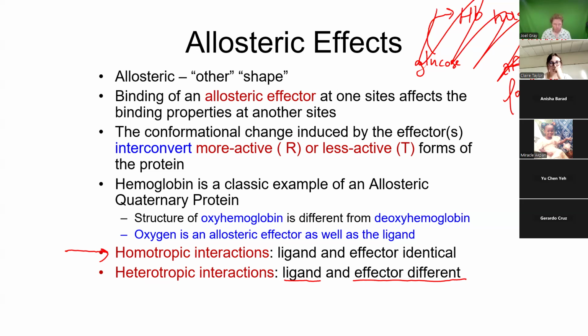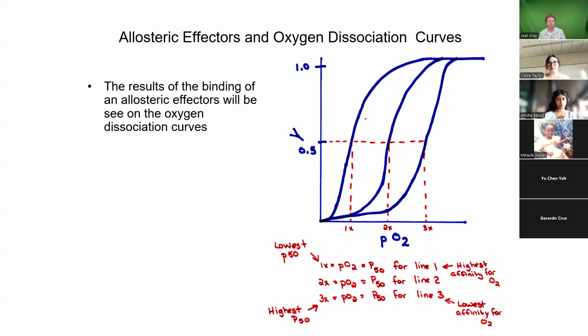Now, hemoglobin is just a classic example. It's great for this because oxygen does the work itself. It says, hey, I'm supposed to be here. I'm going to cause this change. Now, what are the implications of an allosteric effector? So, the results of binding of an allosteric effector will be seen on an oxygen binding curve or an oxygen dissociation curve.